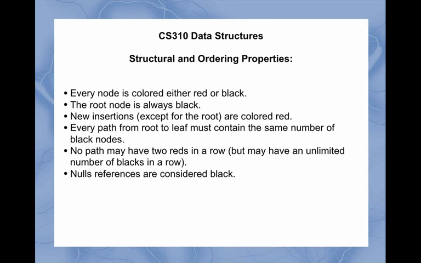So, walking through these one last time, every node is either red or black. The root node is always black. New insertions, except for the root, are always red. Every path from root to leaf, and recall that a leaf node is one that has no children, must have the same number of black nodes, but it may have an unlimited number of red nodes. No path may have 2 reds in a row, but you may have an unlimited number of blacks in a row. Finally, null references are considered black.